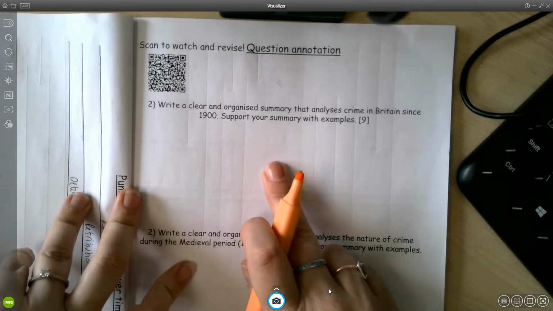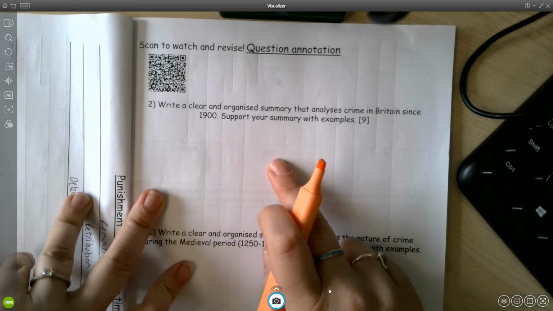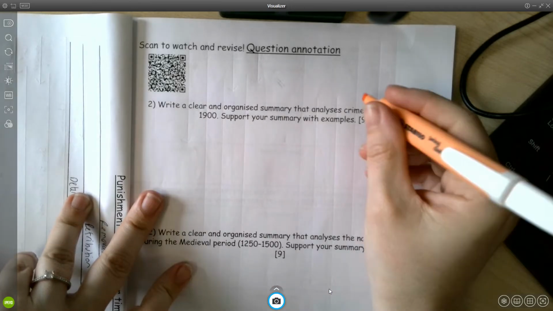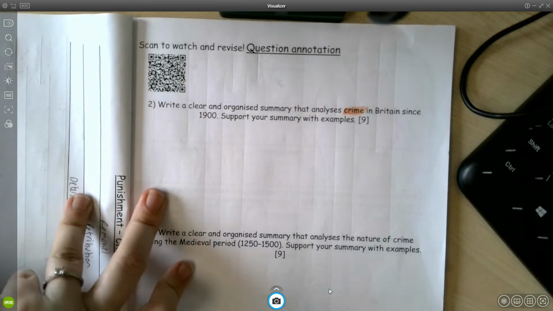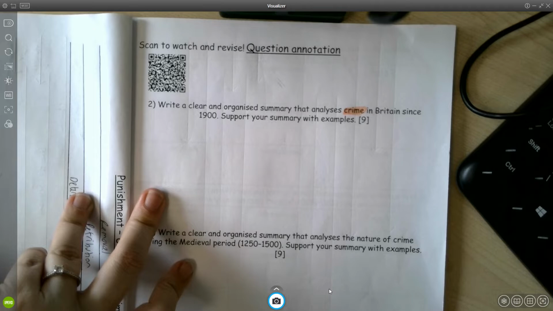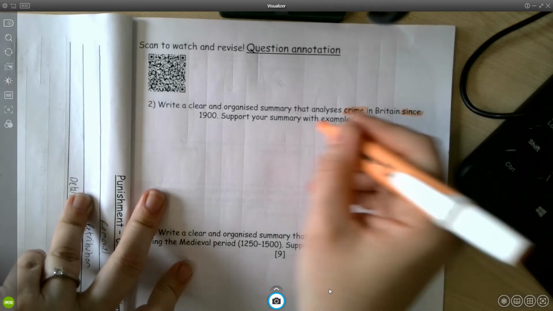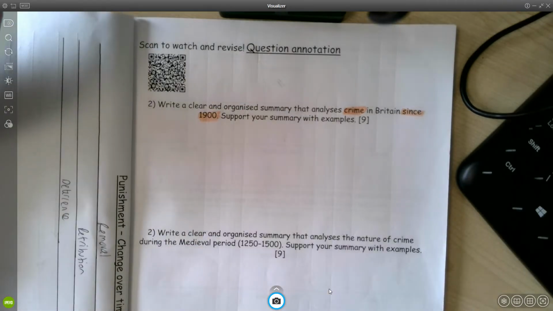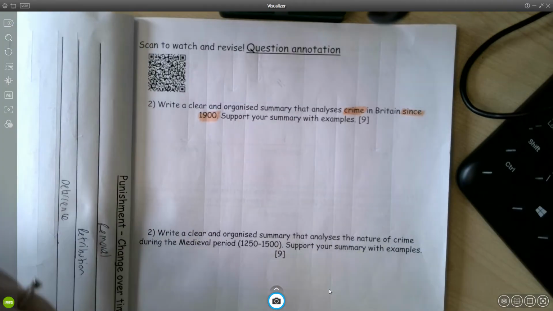So what I would do when I first spot this question is I'd look straight away for what topic it is. And it says here crime. So I'm going to highlight crime. You also want to know the time period. Since 1900. Now you do learn your time periods in specific blocks.